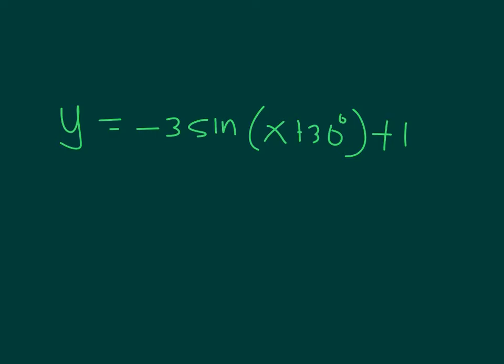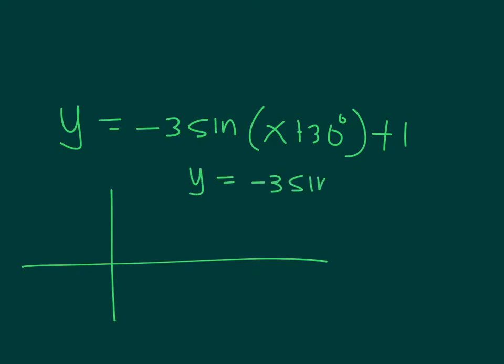You start with the original sine. So instead of graphing this directly, we first graph y equals -3 sine x, since there's no number multiplying the x, it's just 1. Graphing this, it will repeat the pattern after 360 degrees.